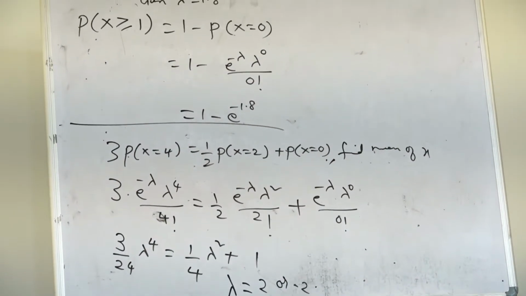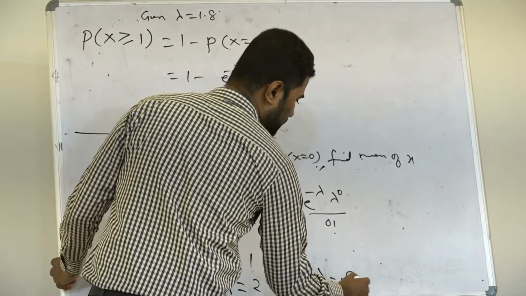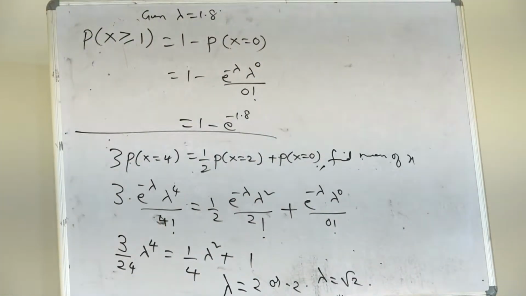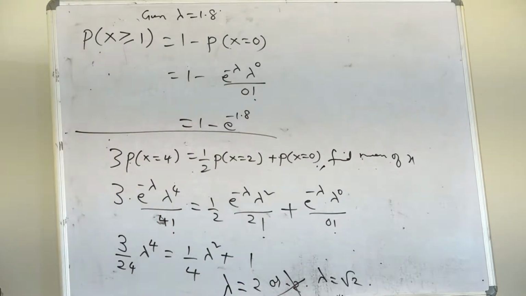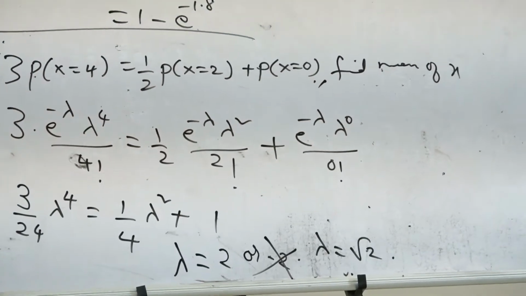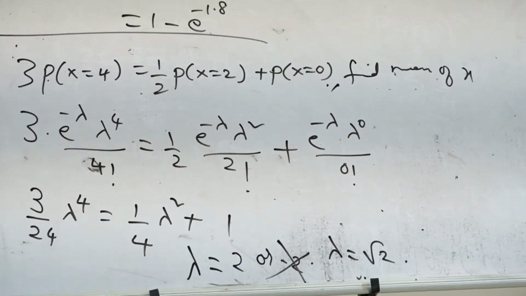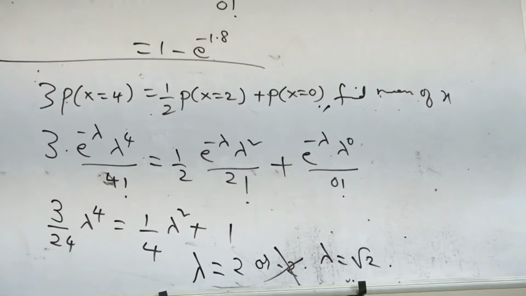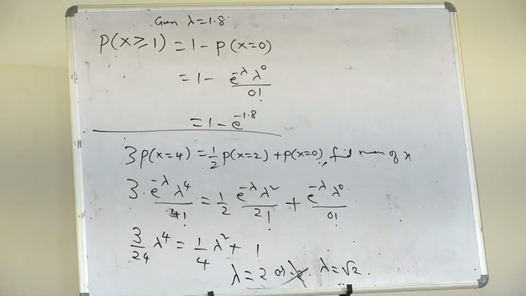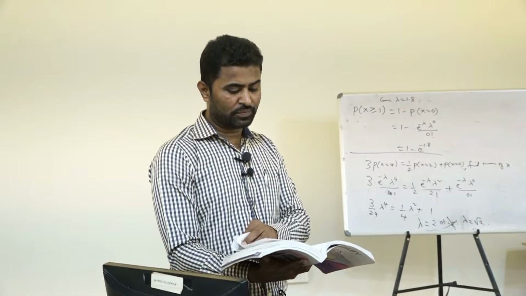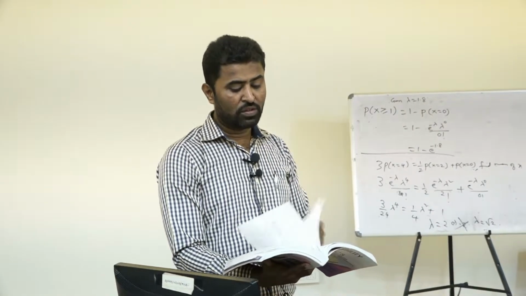Root 2 will also? Root 2. But can we get minus 2? Is there any possibility to get minus 2? Because lambda is defined as NP. P is not negative, N is not negative. So minus 2 you won't get. So this is false. Right? So lambda can be 2 or root 2. Then take those values, whatever value you are getting. Okay, then next.